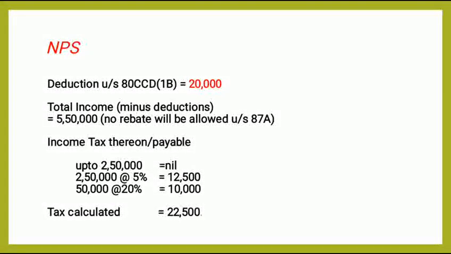So since his total income is rupees 5,50,000, total income minus deductions, no rebate will be allowed under section 87A because such rebate will be allowed only when the total income minus deductions is up to rupees 3,50,000. So income tax thereon: up to 2,50,000 it is nil. From 2,50,000 up to 5 lakh it is at the rate of 5%, that is 12,500. This means income over 5 lakh, that is 50,000, at the rate of 20%, that is 10,000.